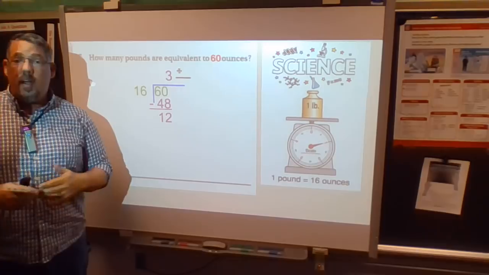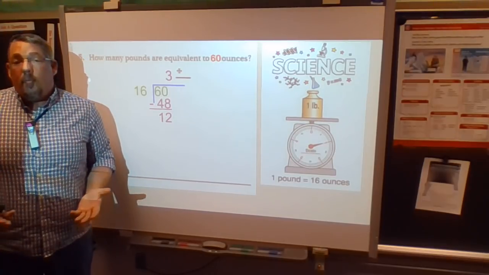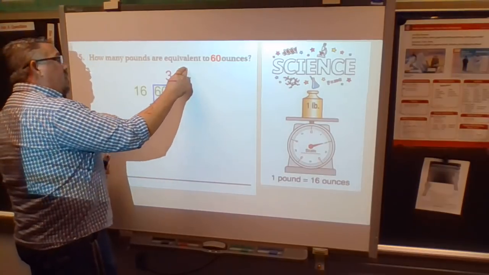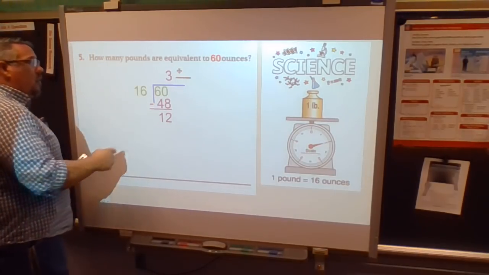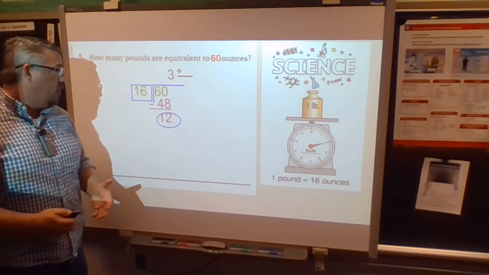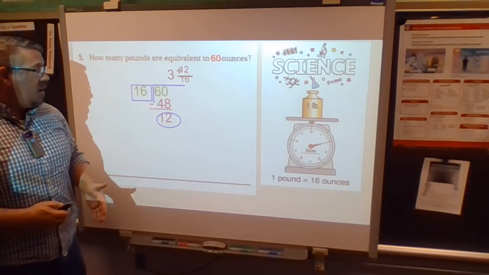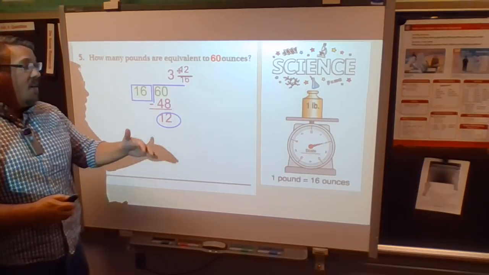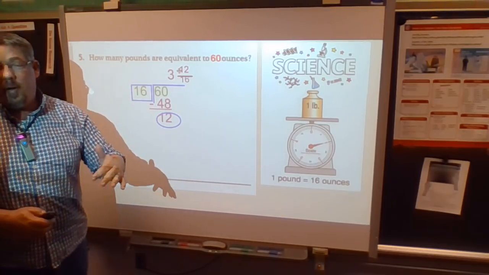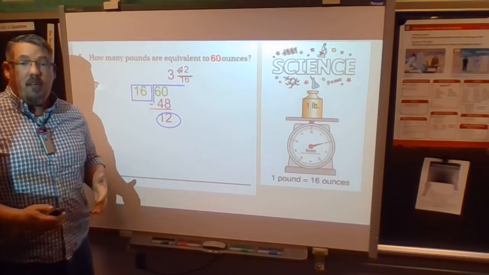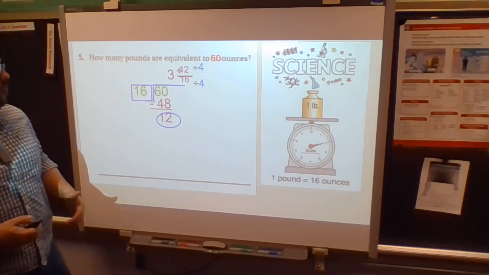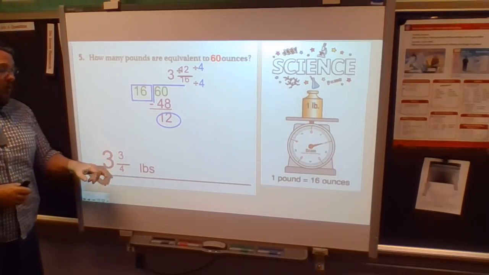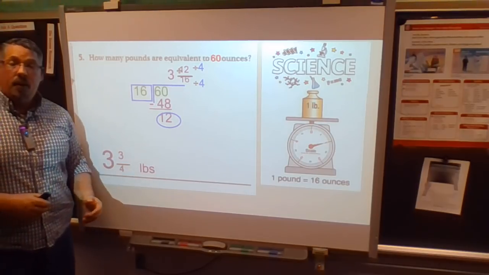Now, if I am a fraction person, then I'm going to use it as a mixed number. I'm going to take my remainder, it is always my numerator, my divisor is always my denominator. So I end up with 12/16, but then I have to reduce that. I could reduce it by 2 and get 6/8, but then I have to reduce it by 2 again. I could reduce it by 4 and do it all in one step. But I have to get to the right answer, which is the reduced fraction form of 3 3/4 pounds.